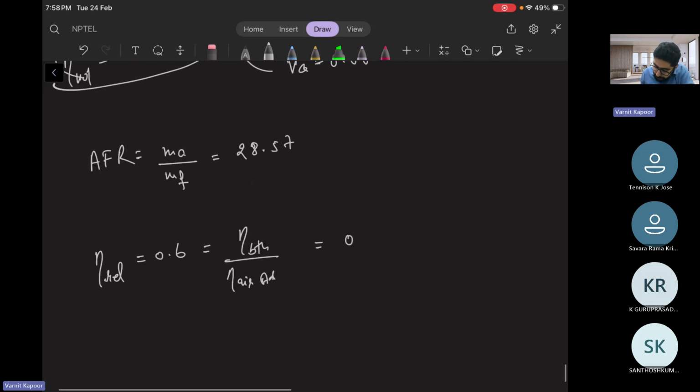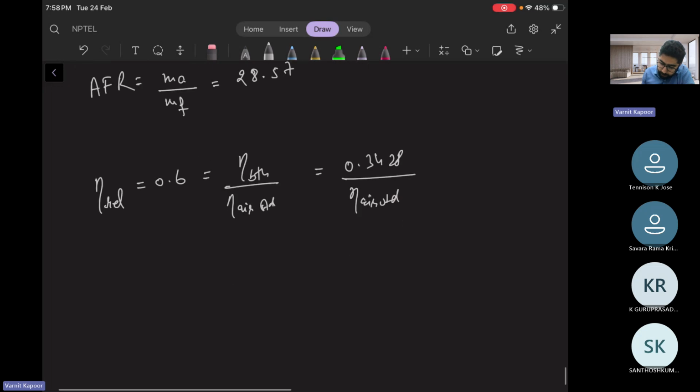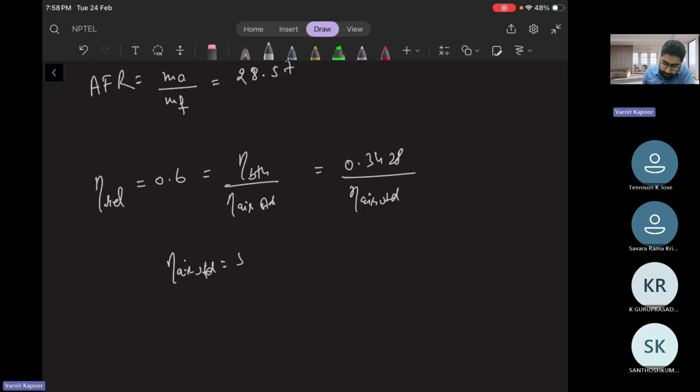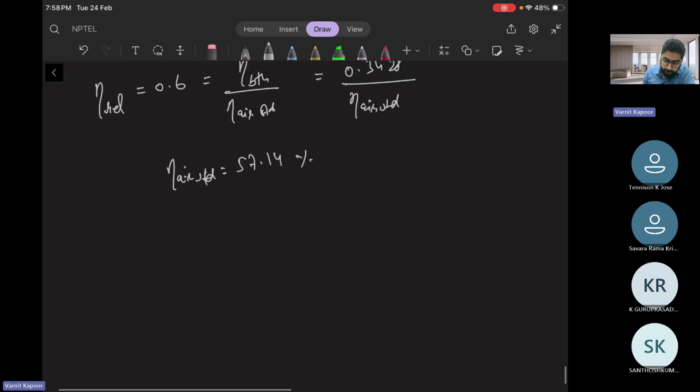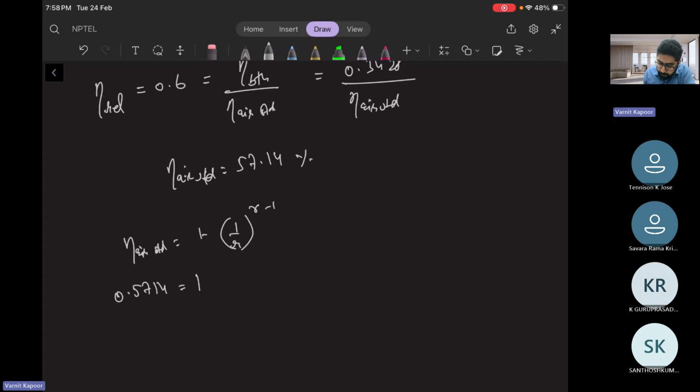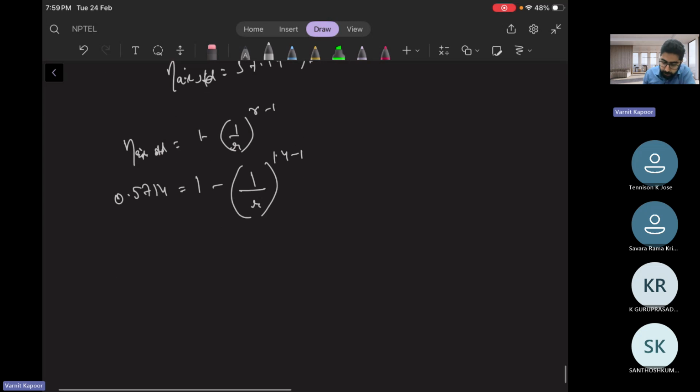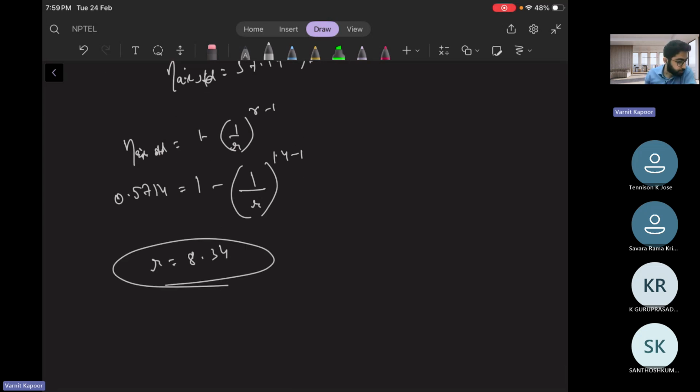So it will be 0.3428 by air standard. So from here, air standard will come out to be 57.14%. And for a petrol engine, we know that the air standard efficiency formula, which we have already derived, is 1 minus 1 by r to the power of gamma minus 1. So 0.5714 is equal to 1 minus 1 by r to the power of 1.4 minus 1. From here, the compression ratio will come out to be 8.34, which was required in the third part.